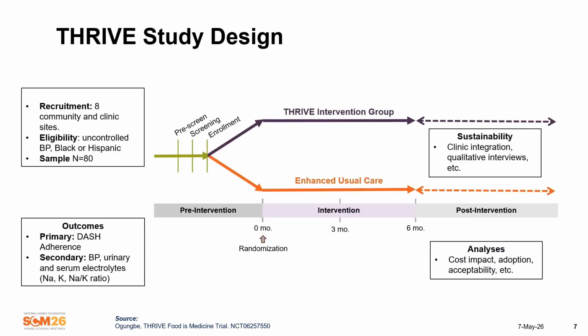So our TRIVE study design was a 24-week two-arm randomized pilot trial, and we enrolled from 8 community sites, which include churches, food distribution centers, community hubs, and also clinics, and these were all centered within healthy food priority areas in Maryland. The eligibility criteria were uncontrolled blood pressure and self-identified Black or Hispanic. Our primary outcome was DASH adherence, secondary outcomes were reduction in systolic blood pressure, and also urinary and serum electrolytes. Our sample size was 80 participants.